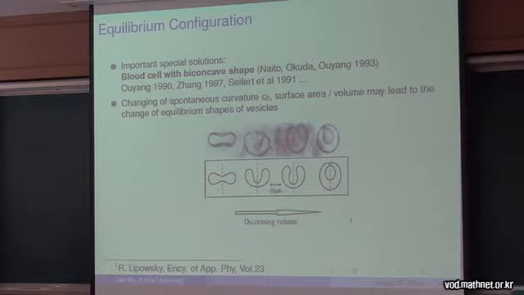And actually, when people change the constraint on the spontaneous curvature and the surface area and the volume, then the equilibrium shape of the membrane will change. So for instance, this is from the experiment. And when you fix the surface area and you decrease the volume of the cell, then you can see that the equilibrium shape will change.